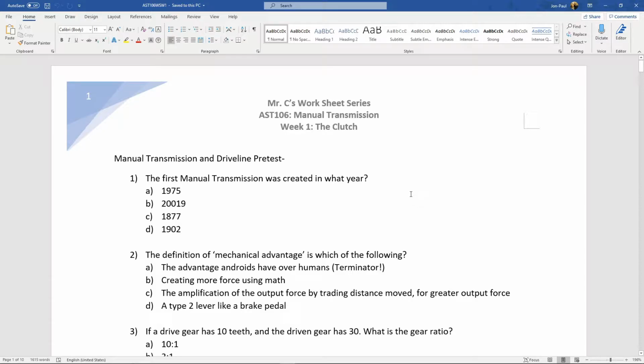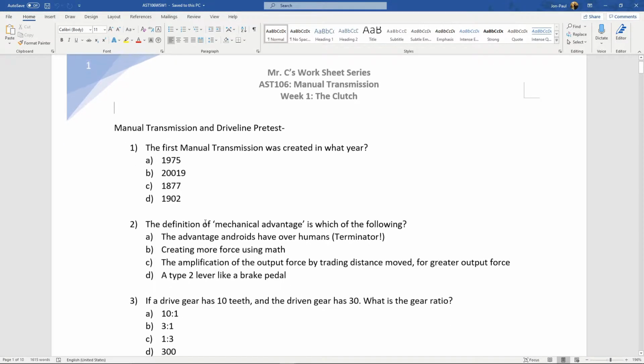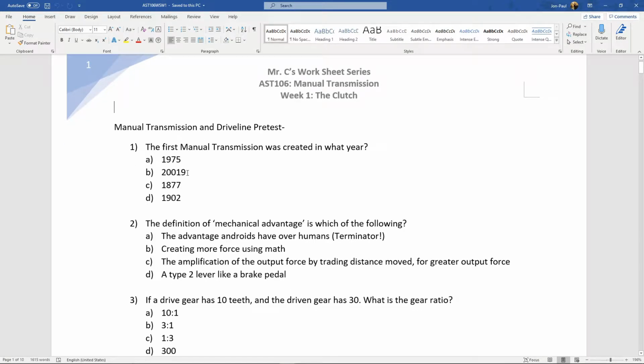The first manual transmission was created in what year? Who knows? Raise your hands. Thank you. Alright, you in the back? Yes. Obviously not 20. Oh, look. 2019? The correct answer is going to be 1877.